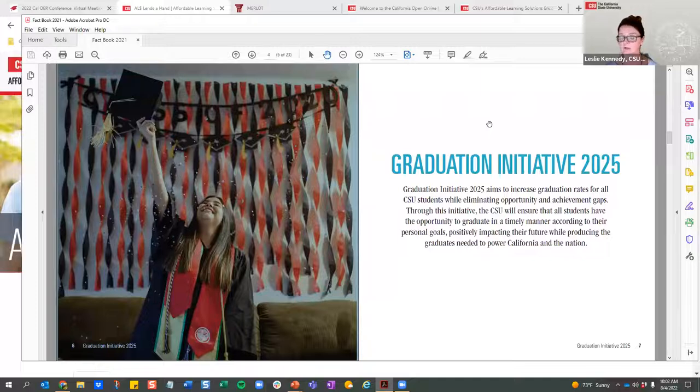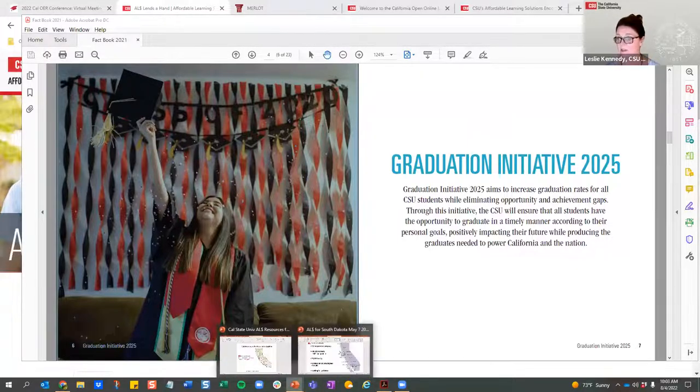We also have a very strong focus in the graduation initiative to decrease our achievement gap or our equity gap, as we call it. And so that's also a big focus. And that's where OER can also support all of our students in so many ways, because of potential basic needs challenges they may have, and or being able just to navigate resources that they are more likely to be able to access because they're digital.